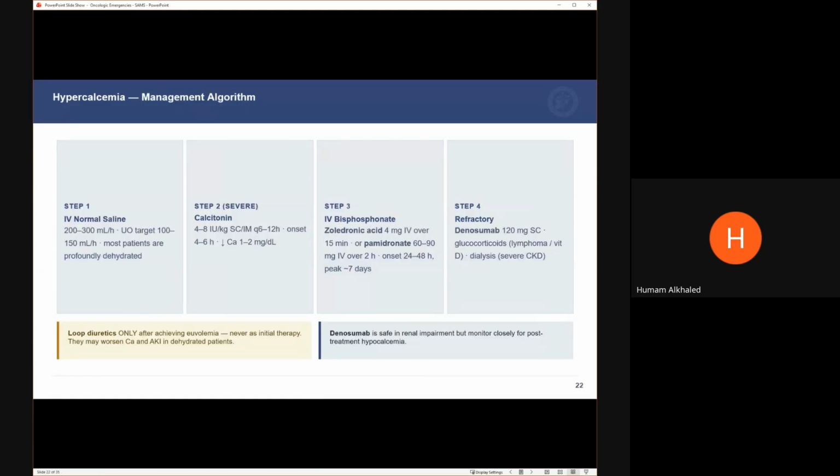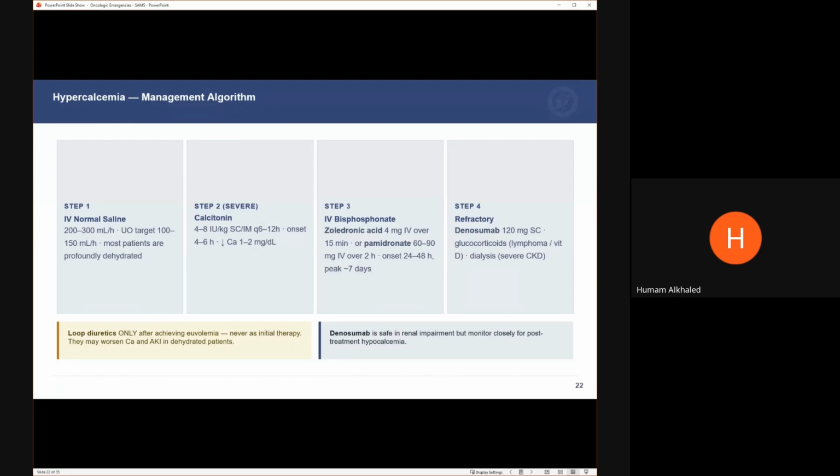The way we treat it, the most important thing is IV hydration. These patients are severely dehydrated from excessive urination or poor fluid intake. So we want to start at a very high rate of 200, 300 mLs per hour until they're basically euvolemic, targeting urine output of 100 to 150 mLs per hour. IV fluids alone can lower calcium by 1 to 2 milligram per deciliter.